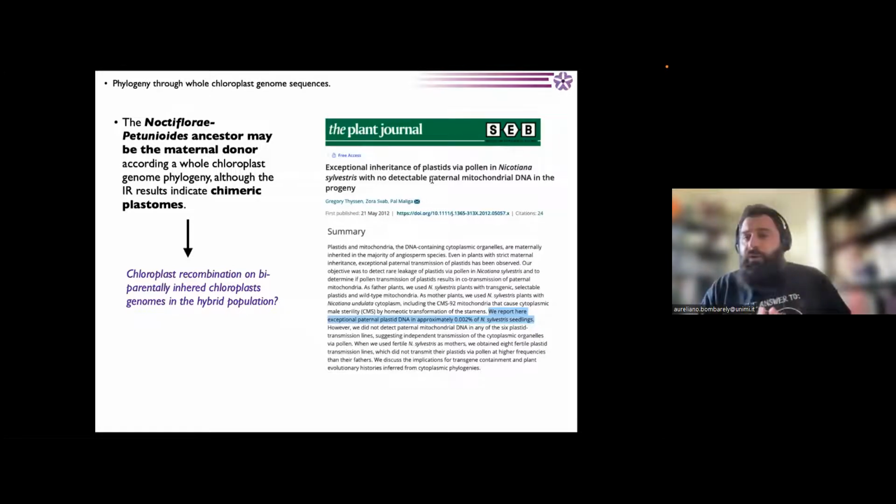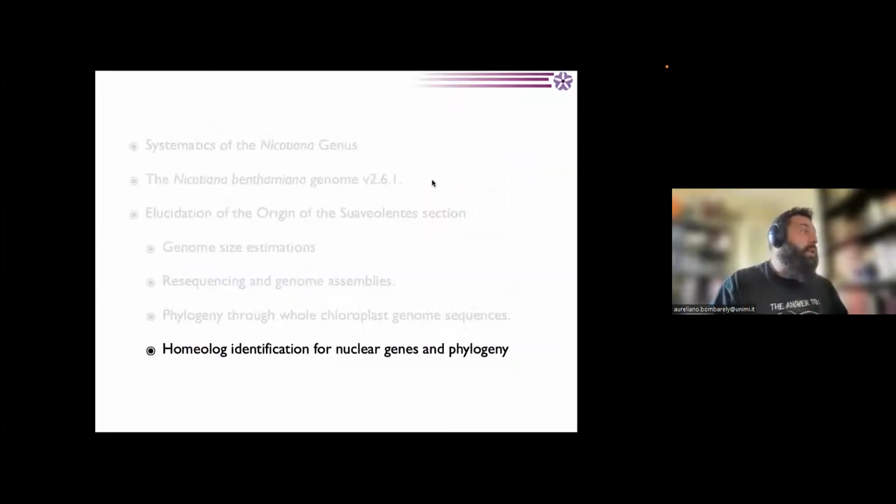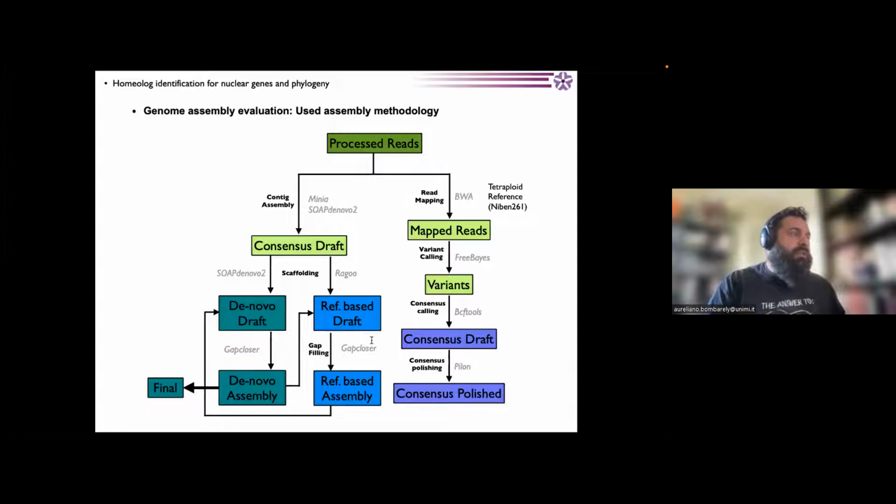We are still, of course, analyzing this, and we would love to hear any suggestions or comments that you may have about that. Okay, so that is for the chloroplast. So we went back to the nuclear genome, which of course is the most complicated part in terms of phylogenies because we have a polyploid.